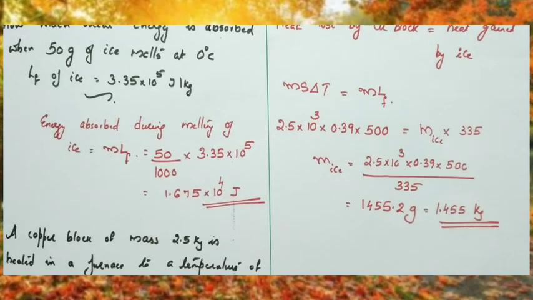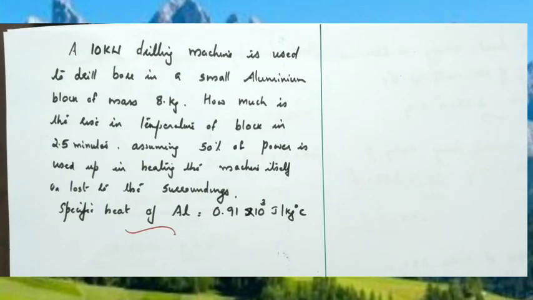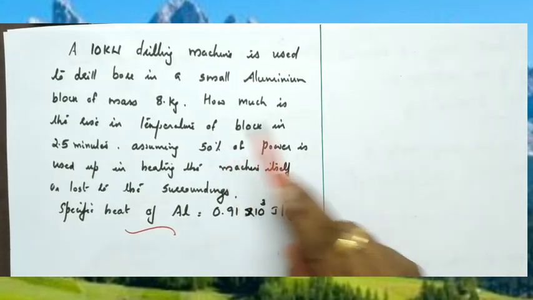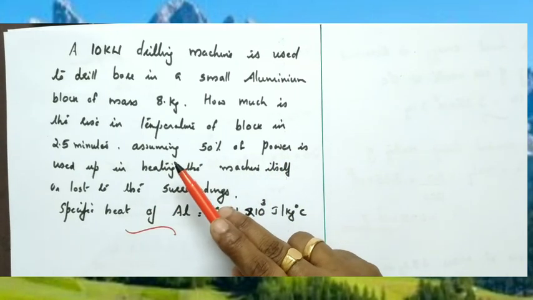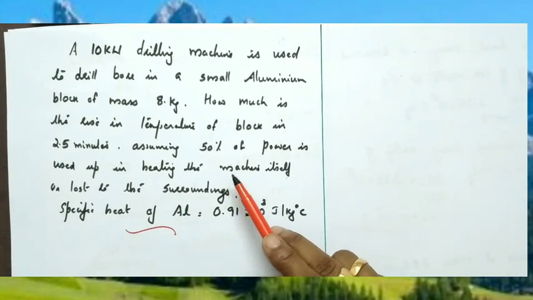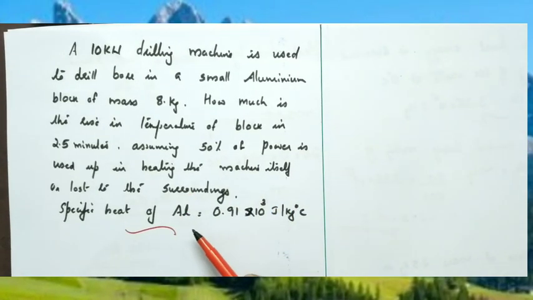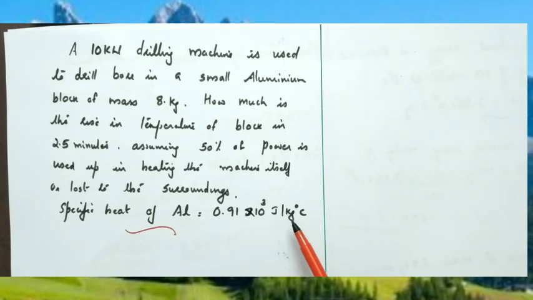Okay, children. A 10 kilowatt drilling machine is used to drill a bore in a small aluminium block of mass 8 kilogram. How much is the rise in temperature of the block in 2.5 minutes, assuming 50% of power is used up in heating the machine itself or lost to the surroundings? The specific heat of aluminium is 0.91 into 10 raised to 3 joule per kilogram degree Celsius.